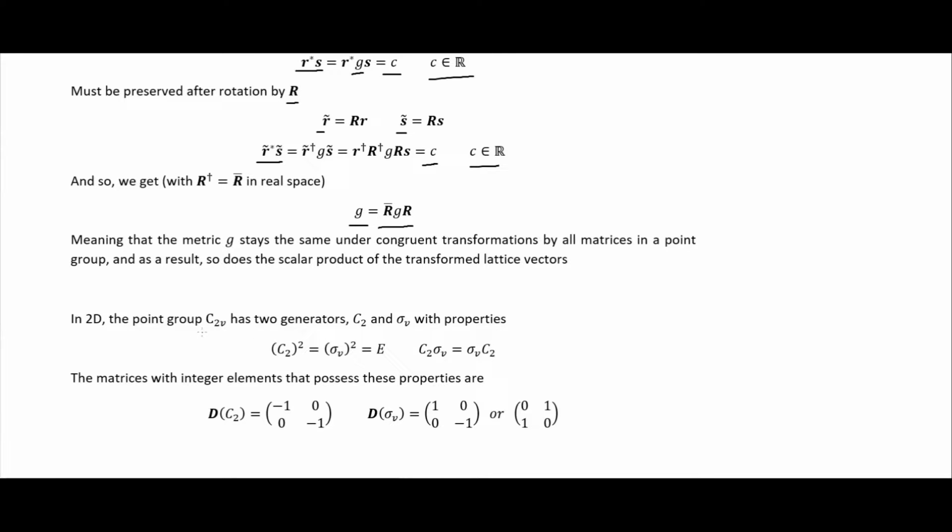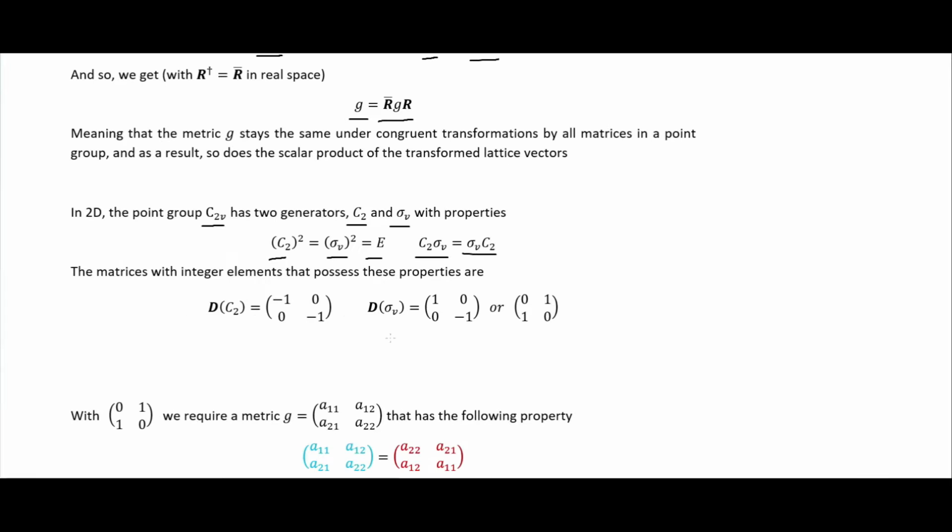So in 2D, the point group C2V has two generators, the C2 and sigma V, and they have these properties where if we do it twice with either the rotation or the reflection, we get the identity element, and these ones are actually commutative. And so the matrices with integer elements that possess these properties are these. And so we have this -1 on the diagonal for our rotation, which makes sense because if we have some vector here and we rotate it 180 degrees around this point, it'll be pointing in the exact opposite direction.